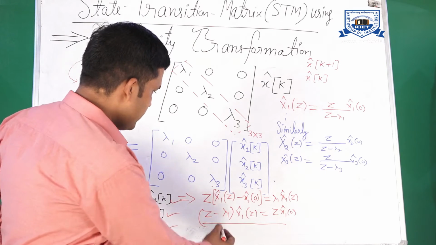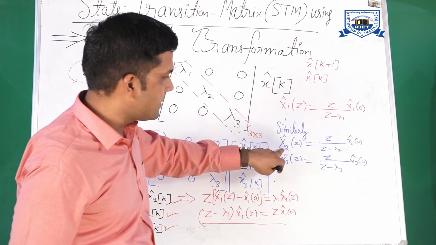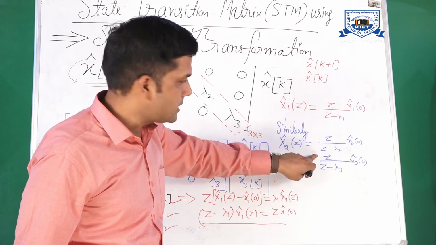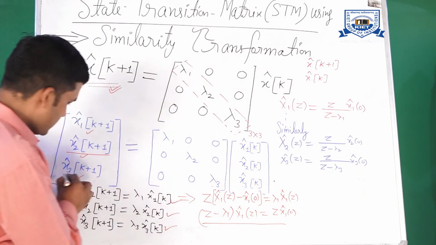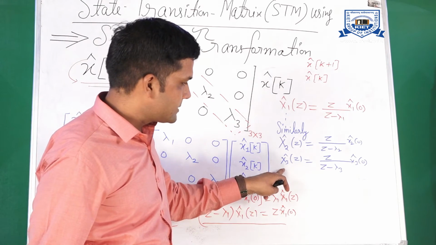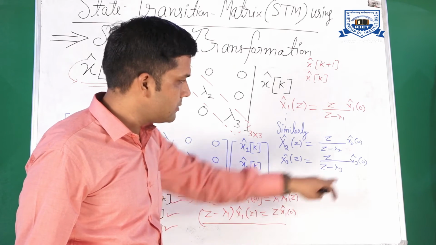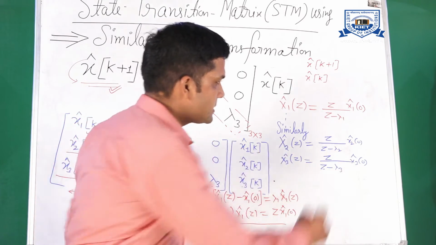Similarly, we can calculate x2 k plus 1 and we get x2 cap z is equal to z upon z minus lambda 2 into x2 cap 0. Similarly, for x3 k plus 1, we get x3 cap z is equal to z upon z minus lambda 3 into x3 cap 0. These are the initial values.